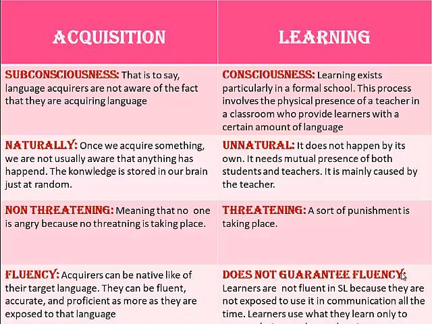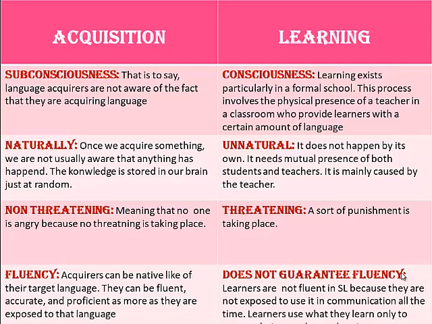The fourth property of acquisition is fluency. Acquirers can be native-like of their target language. They can be fluent, accurate, and proficient as more as they are exposed to that language. Alright? Moving quickly to the second way of making knowledge, which is opposite to acquisition.